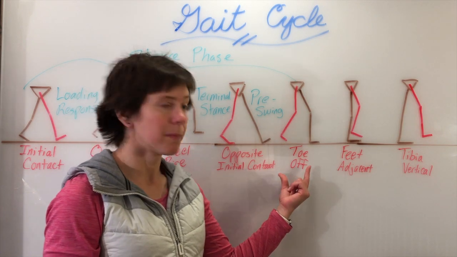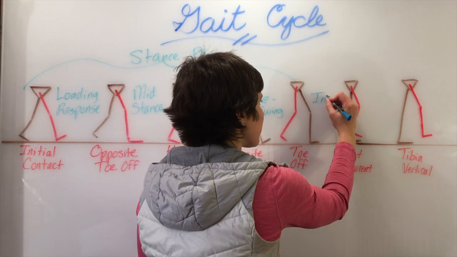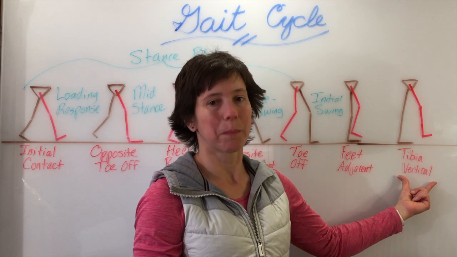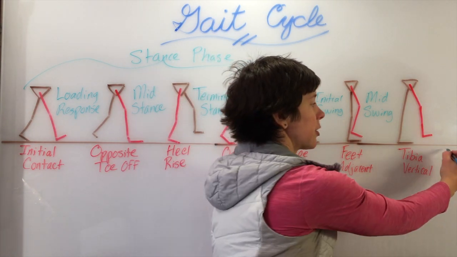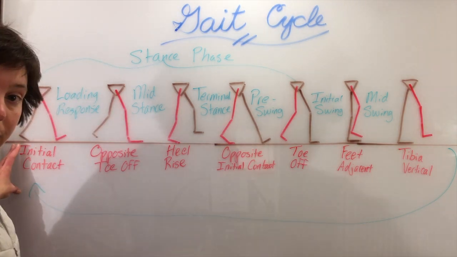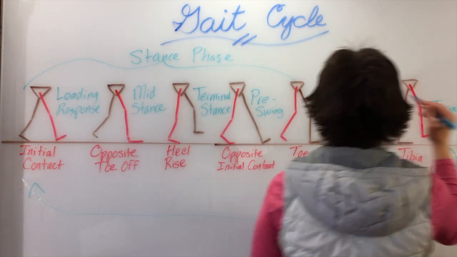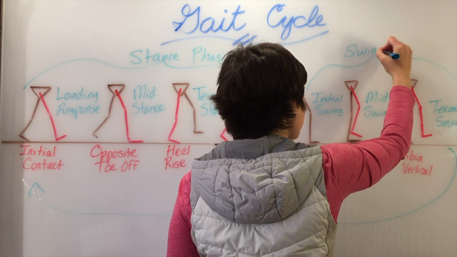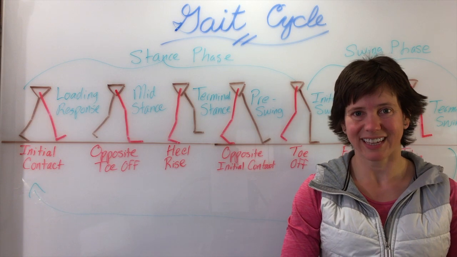Now back to our diagram. Between toe off and feet adjacent is known as initial swing. Between feet adjacent and tibia vertical is known as mid swing. And finally, between tibia vertical and going all the way back to the start of the gait cycle, which has the same elements of initial contact, this is known as terminal swing. These elements grouped together is known as the swing phase. So here you have, simply put, the main elements of the gait cycle.